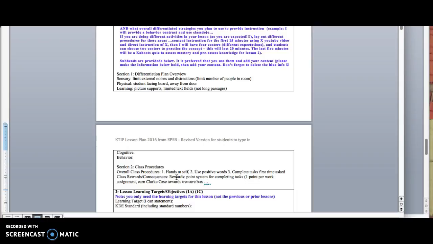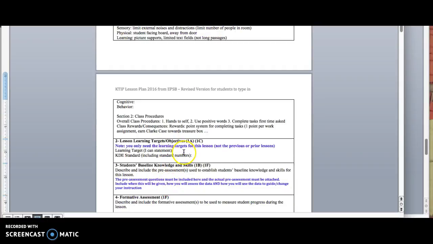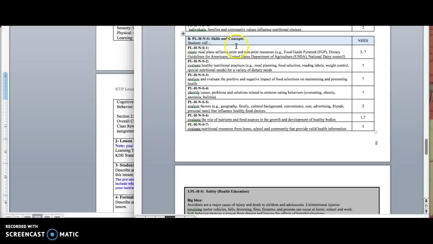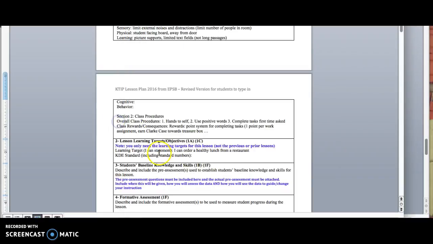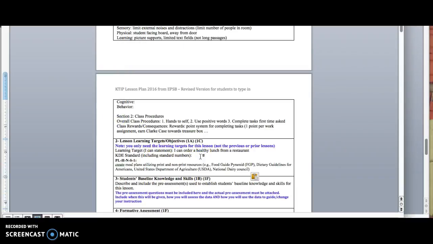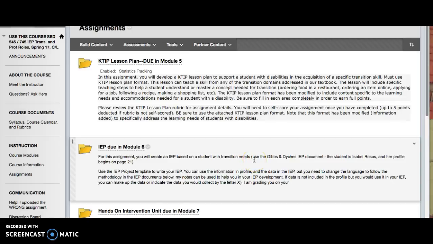All right, so you get the idea. Make sure you're filling all those sections in. My I can statement is I can order a healthy lunch from a restaurant. And my KDE standard, which was linked, I am choosing from the health standards, and I'm going to copy that in that talks about making healthy choices from the food pyramid.